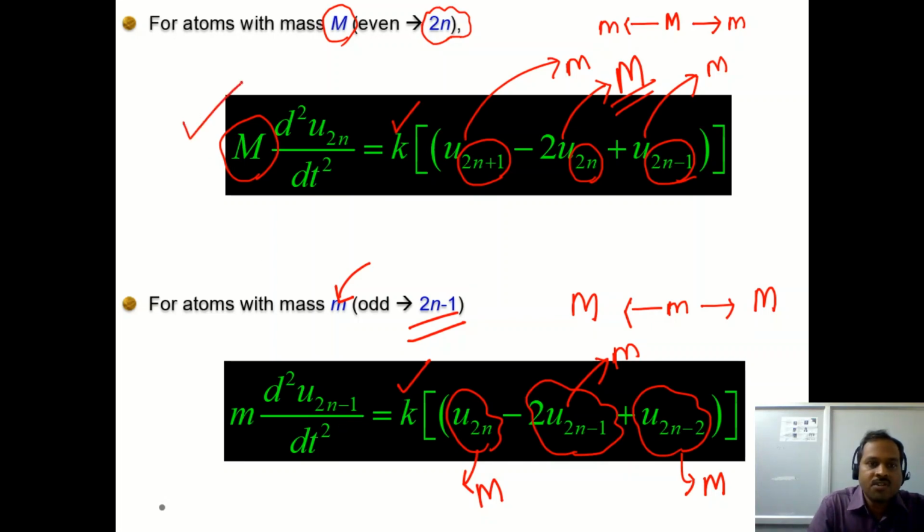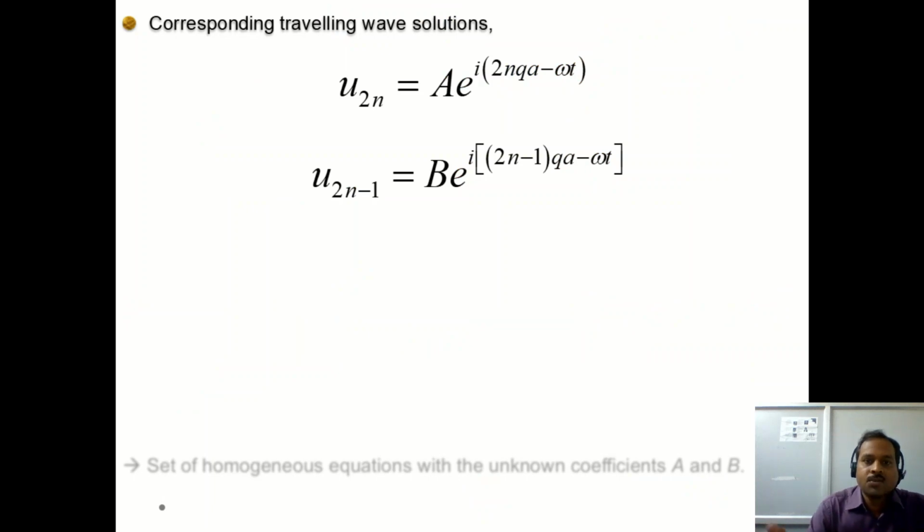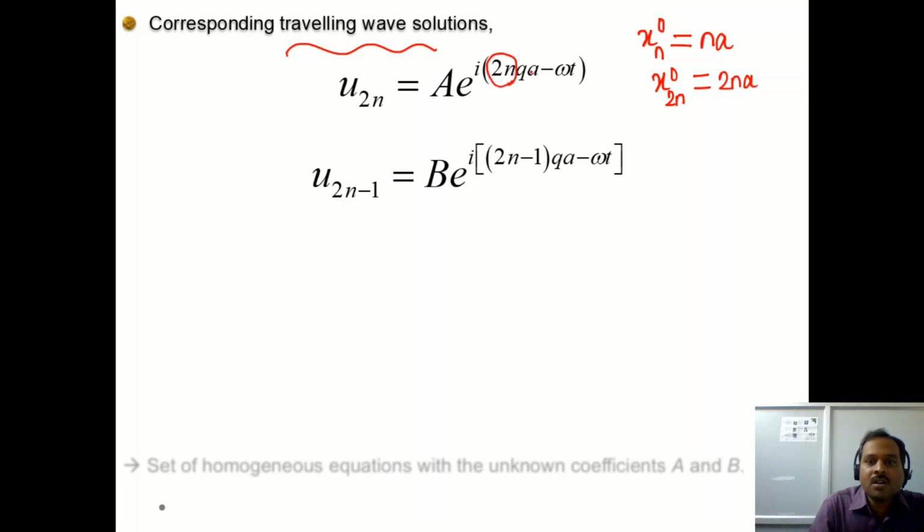Now we have these two equations of motion. Now you can assume the progressive wave or the traveling wave solution for these two atoms. These are the corresponding traveling wave solutions, and here once again you can recall that the equilibrium position can be written in this manner, that is x_n0 is equal to n times a. Similarly, for the 2nth atom, x_2n0 will be 2na.